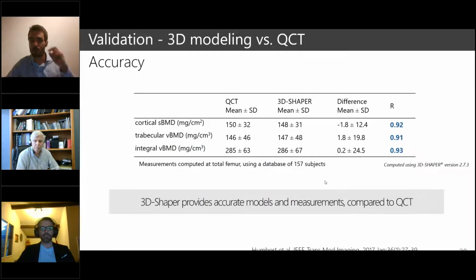Then when we computed the accuracy for the whole cohort of this study, 157 subjects, we found correlation coefficients above 0.9 for the 3 main 3D-Shaper measurements, which are the cortical surface BMD, the trabecular volumetric BMD, and the integral volumetric BMD.